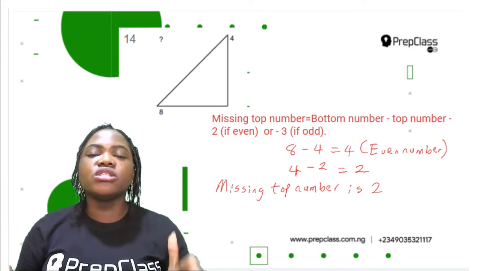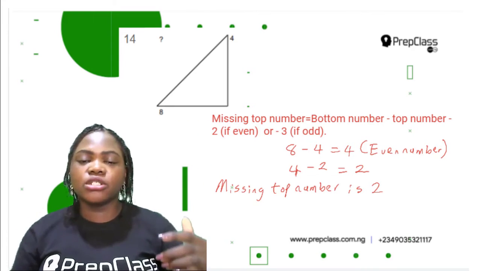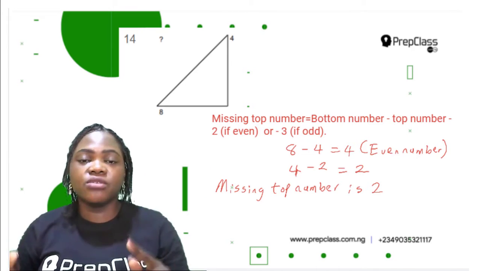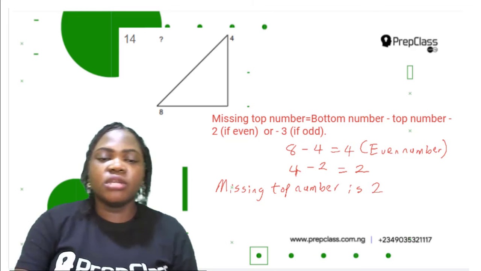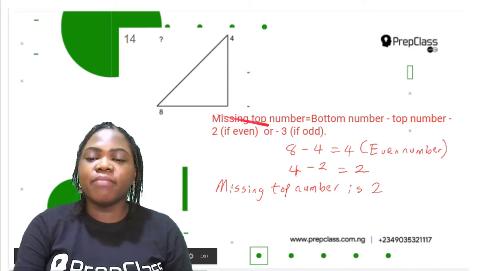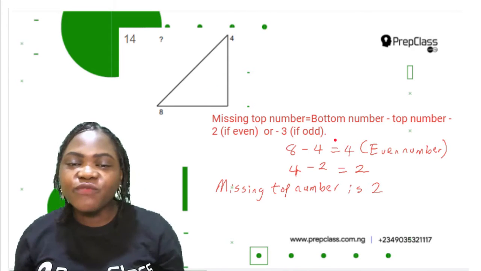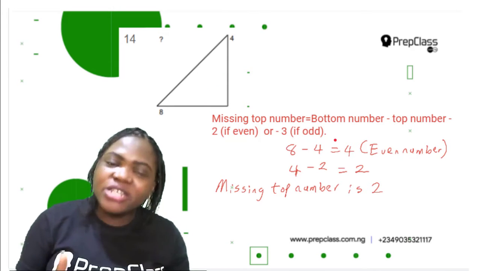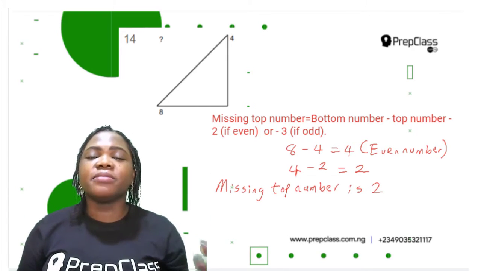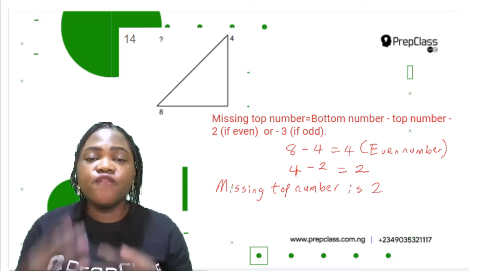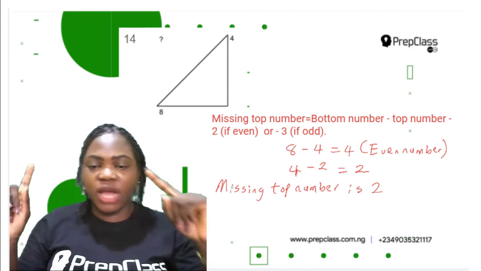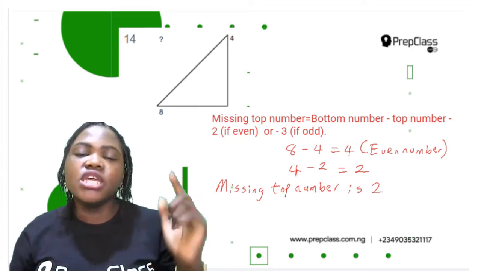Okay, so what we do is bottom number minus top number, then minus 2 if the answer is an even number, or minus 3 if the answer is an odd number. So the bottom number here is 8, the given top number is 4. So 8 minus 4 is 4. So what is 4? That is easy. Is it an odd number or an even number? It is an even number. Even numbers are numbers that end in 0, 2, 4, 6, and 8. So what do we do to even numbers? We subtract 2. So 4 minus 2 equals 2.